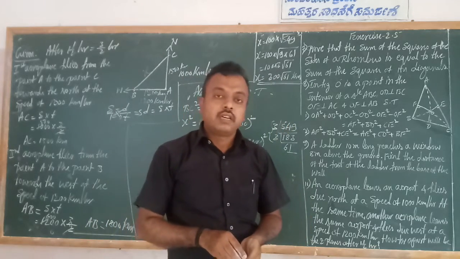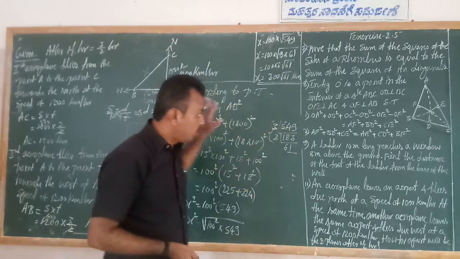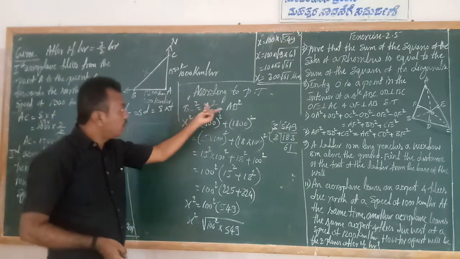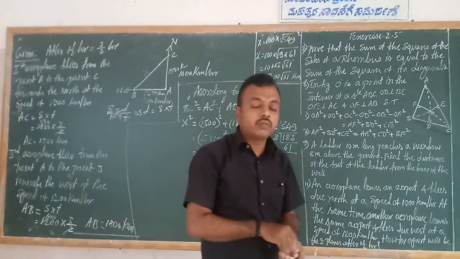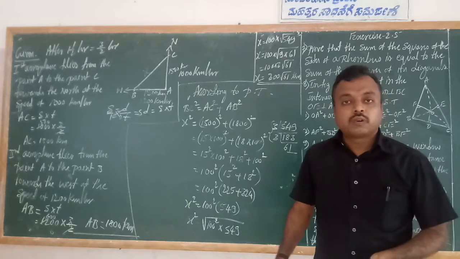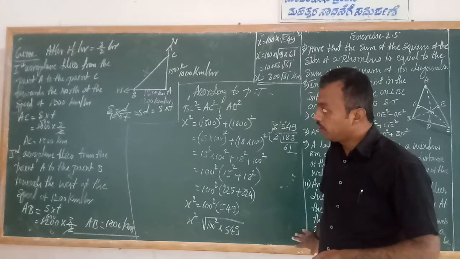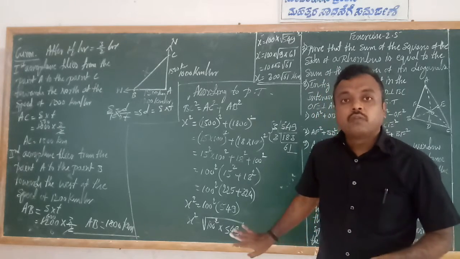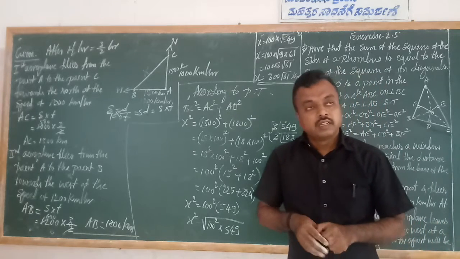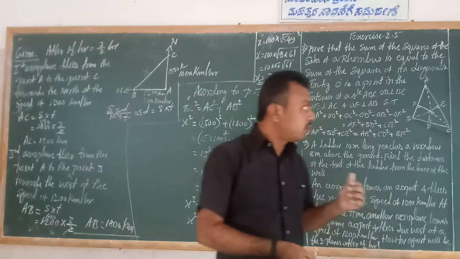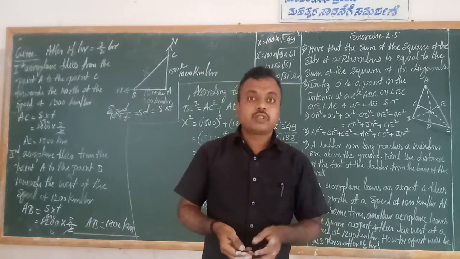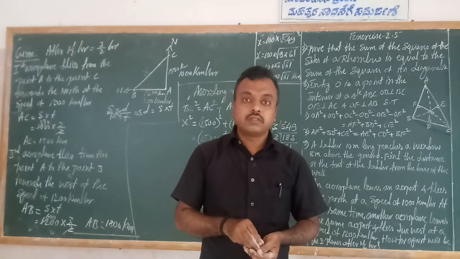Understand, students? So like this we solve these problems by the Pythagoras theorem. Very, very important questions. These questions are asked as 4 marks or 3 marks questions in the examination. In the next classes, we will solve the remaining questions in this exercise. Okay, students? Thank you.